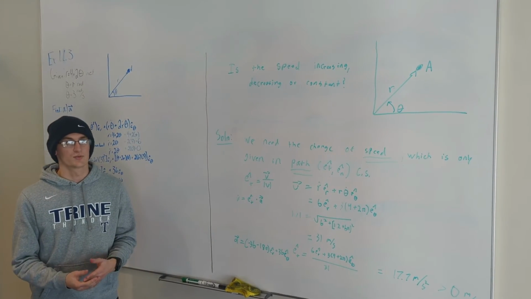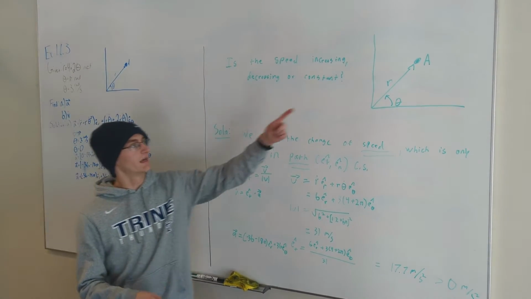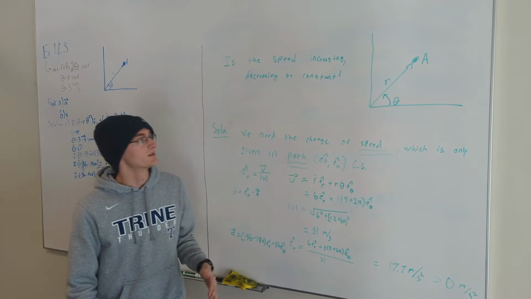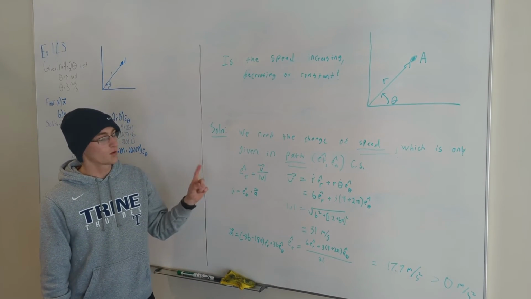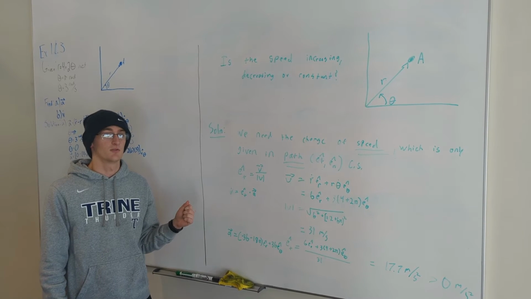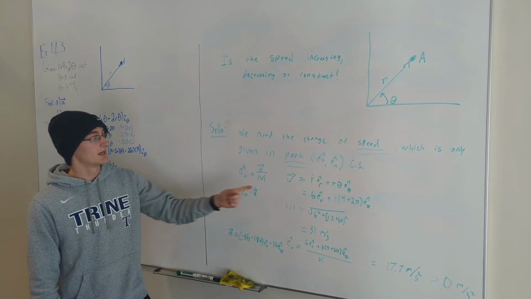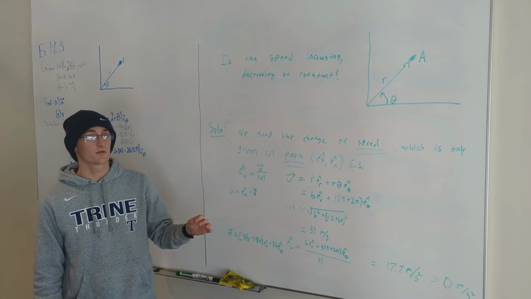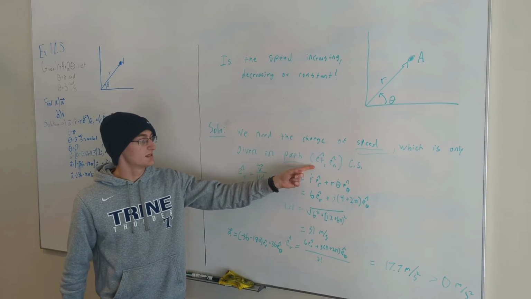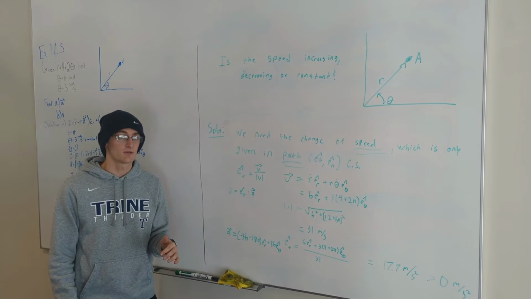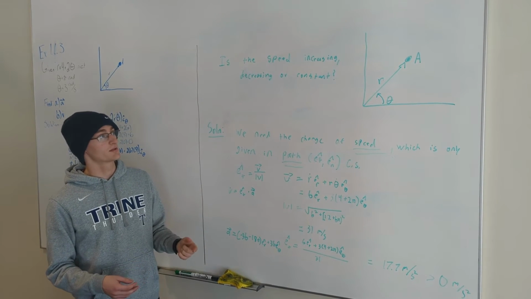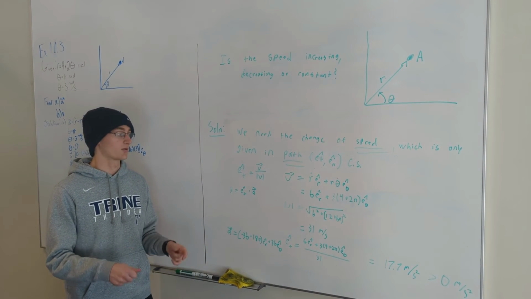For part B of this problem, we have to figure out whether P is decreasing or increasing in speed. There's only one coordinate system that will tell us that, and that is path, because we're looking for the component along e t hat, which is v dot. So in order to find that, we'll have to convert the polar coordinates that we were given into path coordinates.